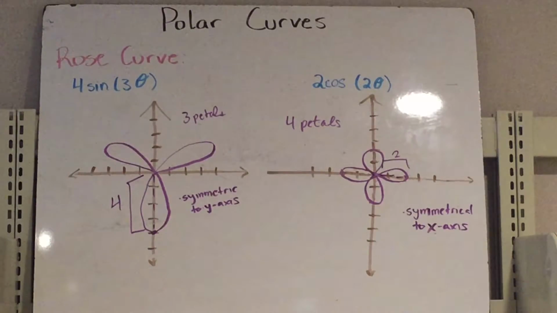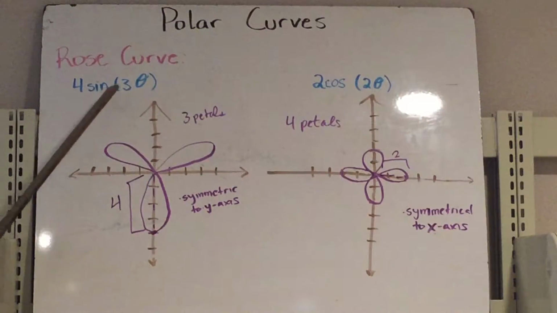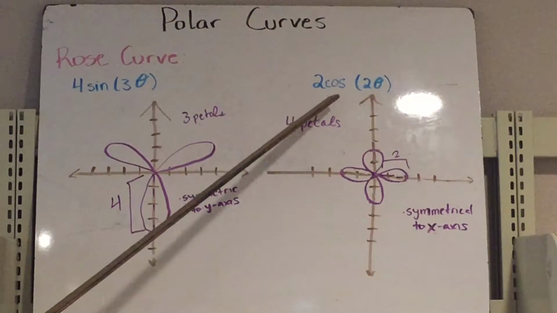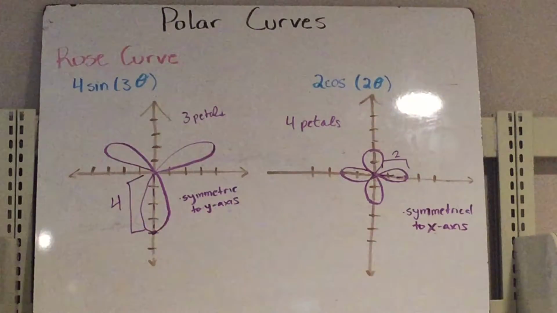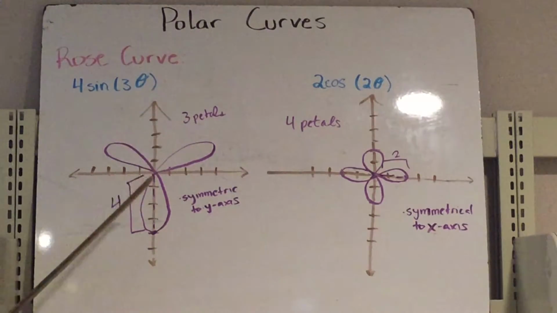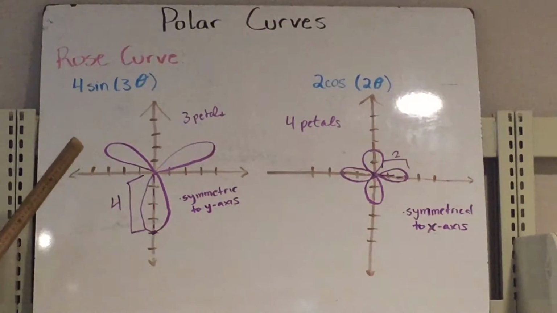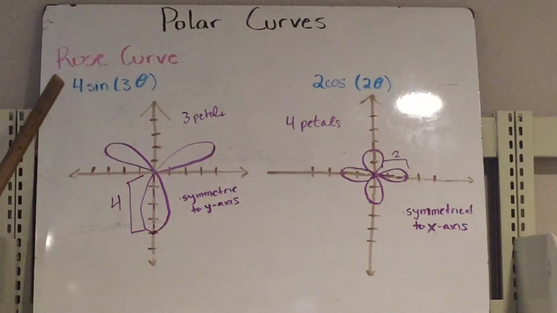Okay, here are 2 examples of the Rose curve. So here we have 4 sine 3 theta, and over there 2 cosine 2 theta. Just like with any other graph, when you start graphing them, you have to plug in points and go from there. There's no way around it. But what we can do from looking at this graph and the equation is maybe predict some of the qualities of the graph based on the equation.